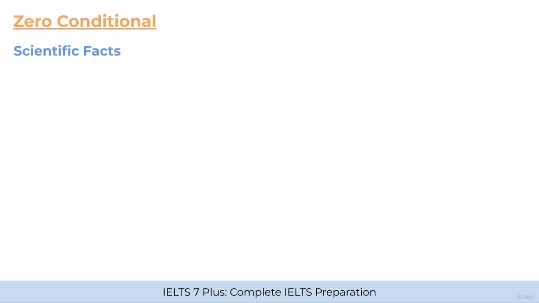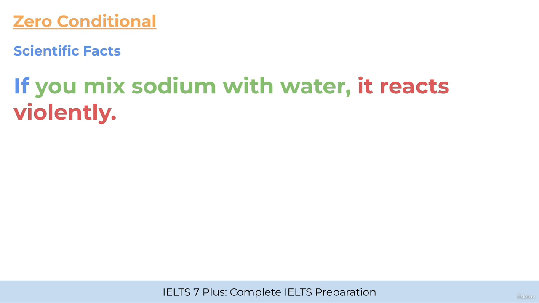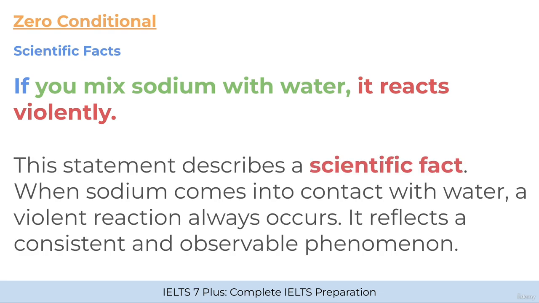Okay, another one, we've talked about this, scientific facts. It interlinks with the general truths. For example, if you mix sodium with water, it reacts violently. This is a fact. It is science. This always occurs. This is 100% every time. Consistent and observable phenomenon here. So zero conditional is really useful for scientific facts, things that are always true, and you can again see that present simple here.